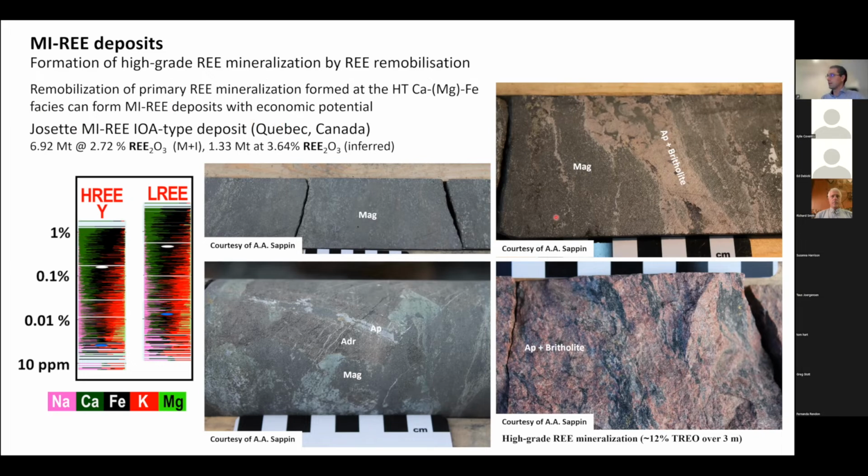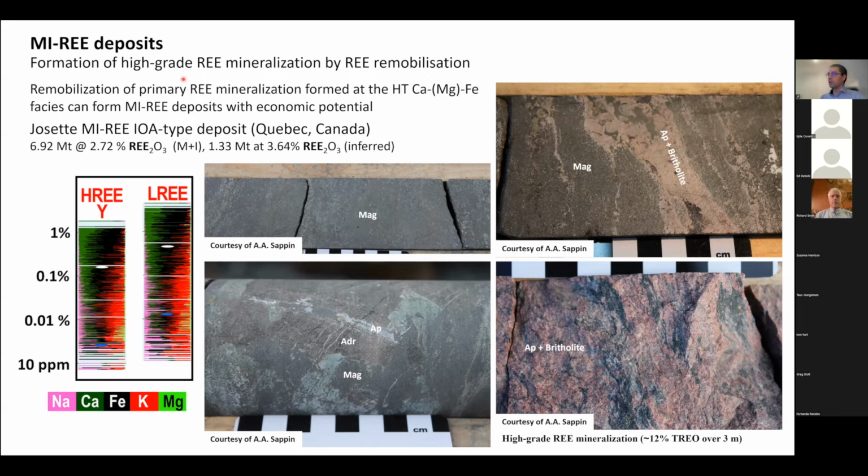And in this case, the early iron oxide apatite mineralization has been extensively remobilized and overprinted by later generations of fluids. And this has liberated and reconcentrated the rare earths and has formed rare earth mineralization grades up to 12% total rare earths over 3 meters. And also importantly, this is concentrating as much the heavy rare earths as the light rare earths. And we can still see the association with the calcic iron alteration facies.